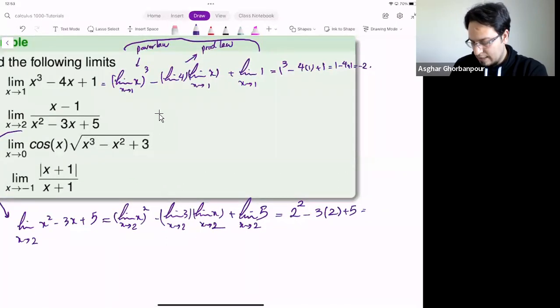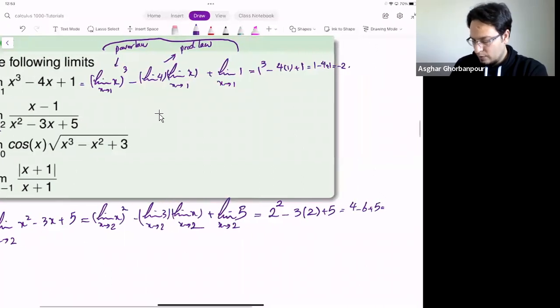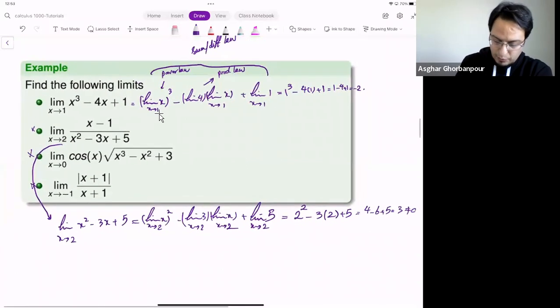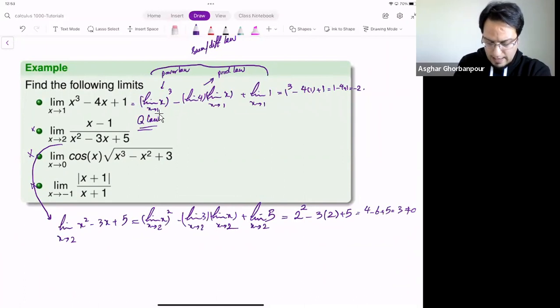4 minus 6 plus 5, that will give me 3. This is not equal to 0, so I can use the quotient law right away, and this will give me the limit of x minus 1 as x goes to 2 over the limit of this denominator as x goes to 2. And that is 2 minus 1, and I found the denominator is 3. This is 1 over 3.